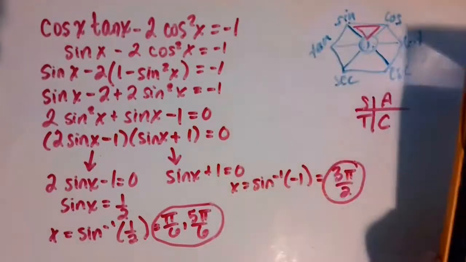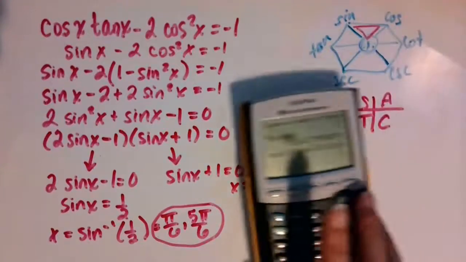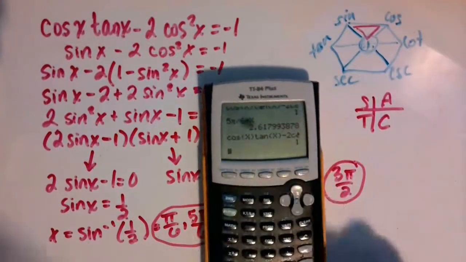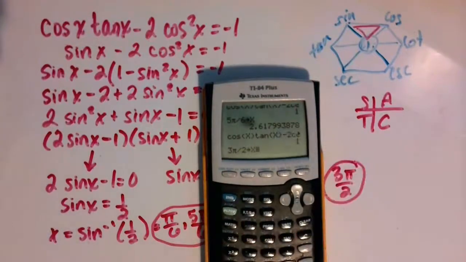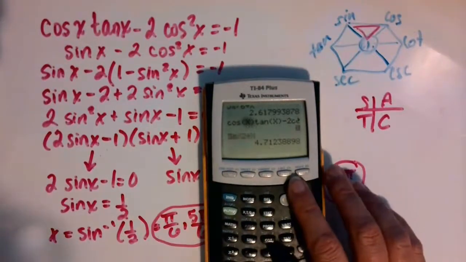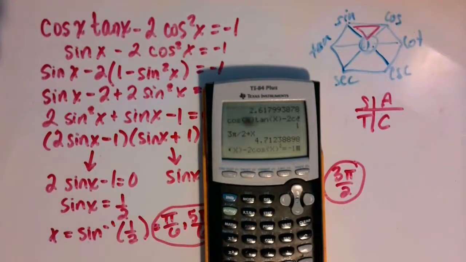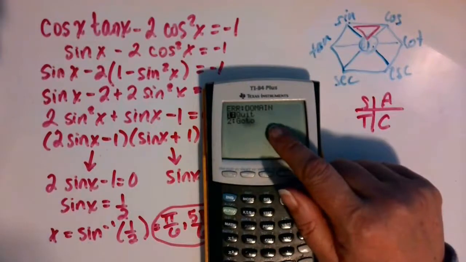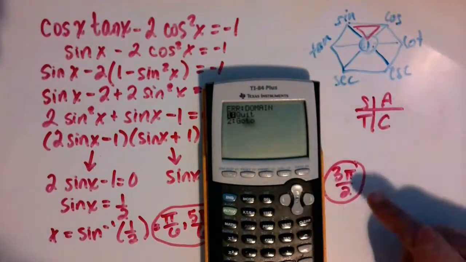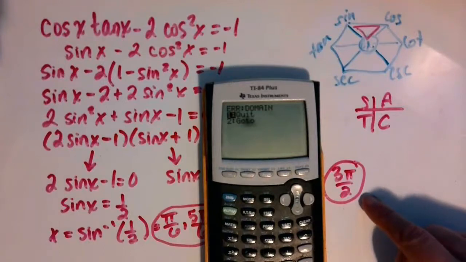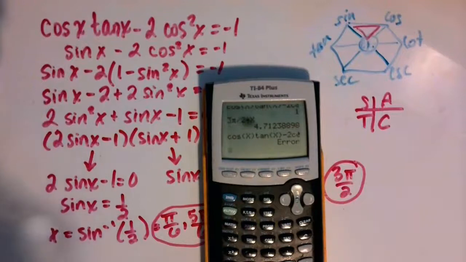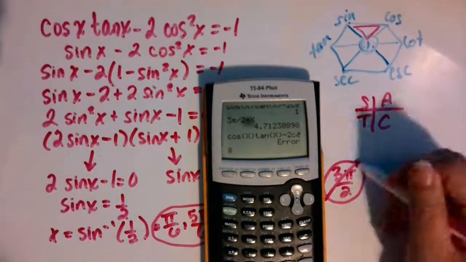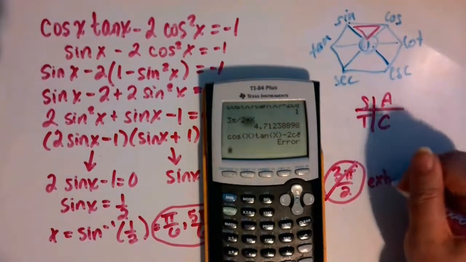And our last answer to check was 3 pi over 2, our quadrantal angle. So we're going to store 3 pi over 2 as the new x. Arrow up to that equation again. Press enter. Whoop, and we get a domain error. And that tells us that 3 pi over 2 is not going to check. It's outside of the domain of our original equation. And so we're going to cross that solution off and write extraneous.